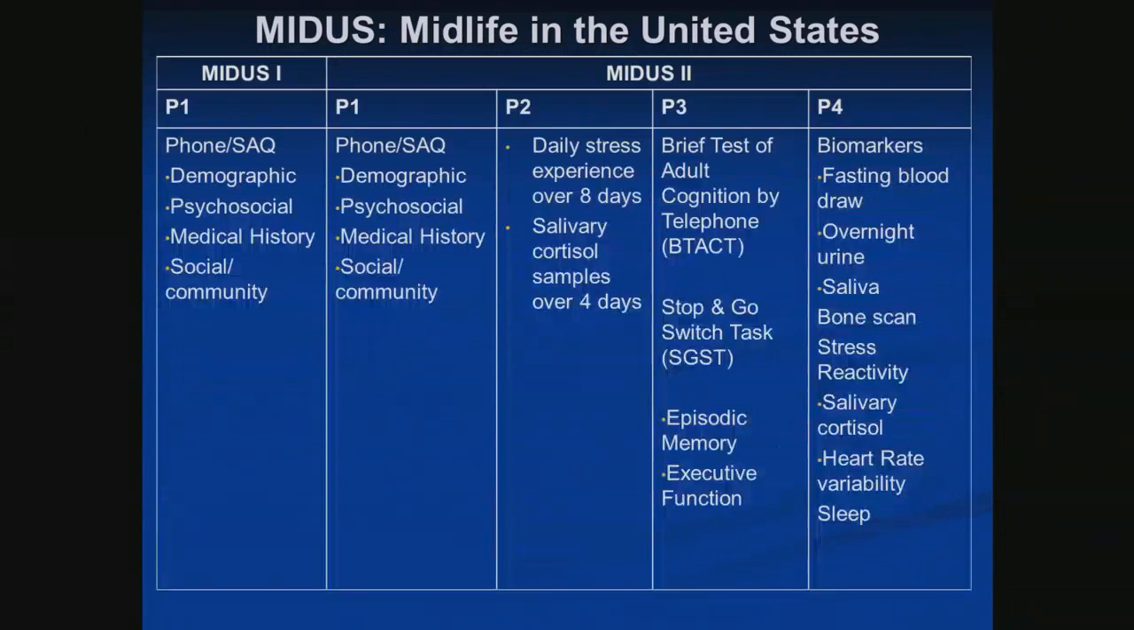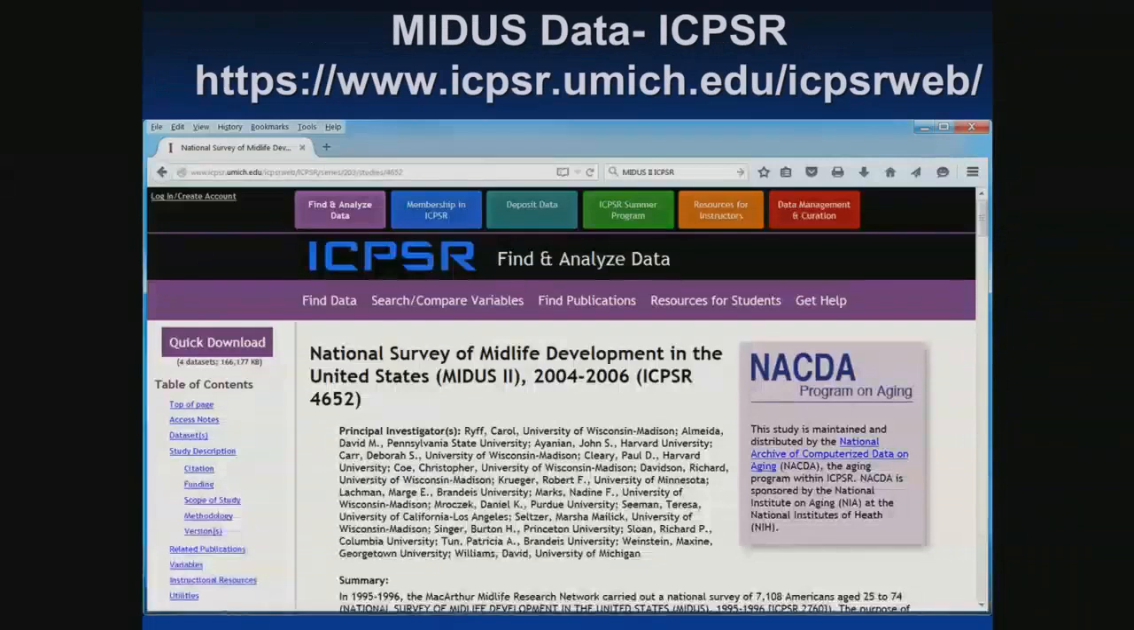These are the more detailed information about each project and each wave and what could be taken from them, and you can look at this later. And this is an example of how you extract the data. So you just go to the ICPSR website. It actually gives you quite a lot of preliminary information about MIDAS, explanations, and then you can link. All you have to do is set up a login.